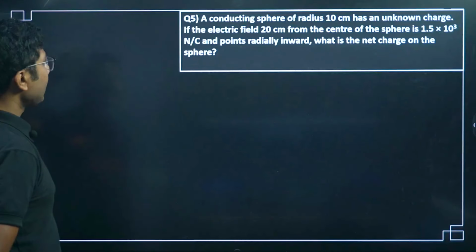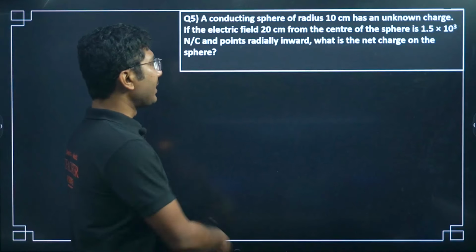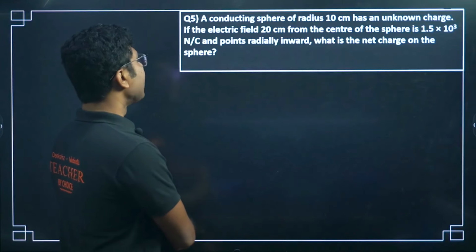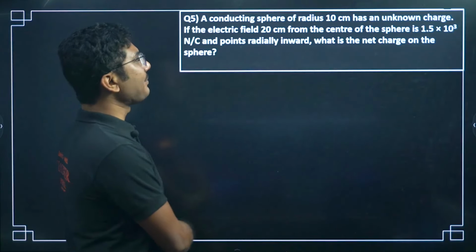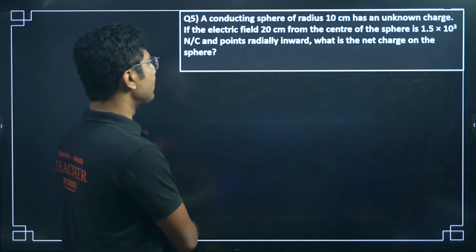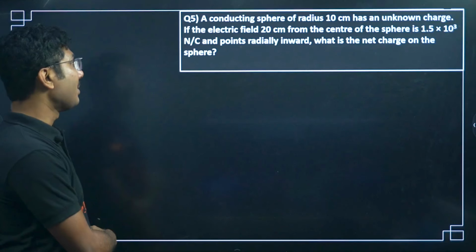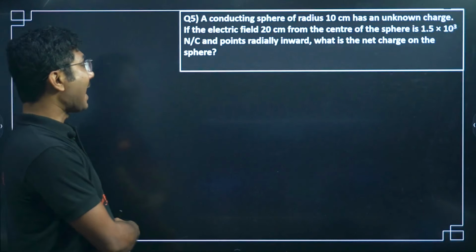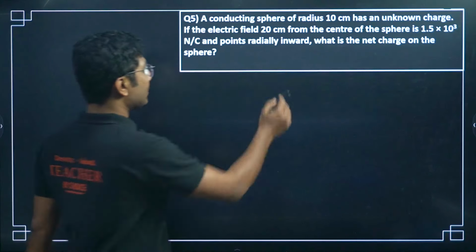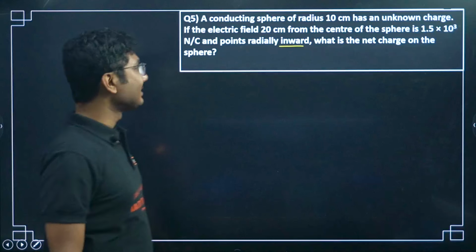Now, next question. A conducting sphere of radius 10 centimeter has an unknown charge. If the electric field 20 centimeter from the center of the sphere is 1.5 into 10 to the power of 3 Newton per coulomb, and points radially inward, what is the net charge on the sphere?